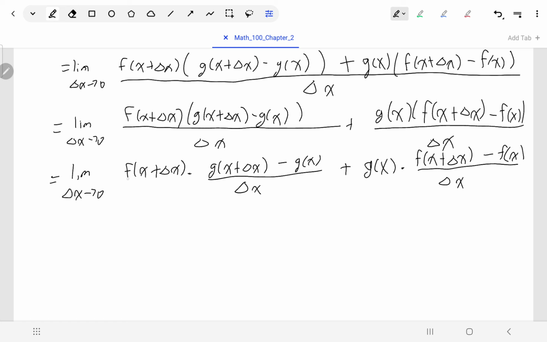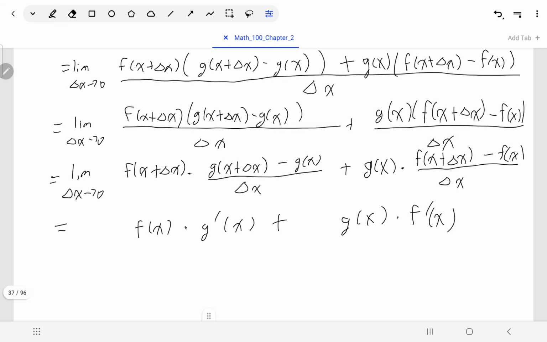As delta x goes to 0, f of x plus delta x, that has a limit. That's just f of x. The little fraction that I have here, that's the difference quotient for g. So as delta x goes to 0, we get g prime of x. G of x, there's no delta x's involved, so as delta x goes to 0, it is just g of x. And for this second part, we have our fraction again that's a difference quotient for f. And so as delta x goes to 0, that becomes f prime of x. And there we go. We've established our product rule, and now we're ready to use it.